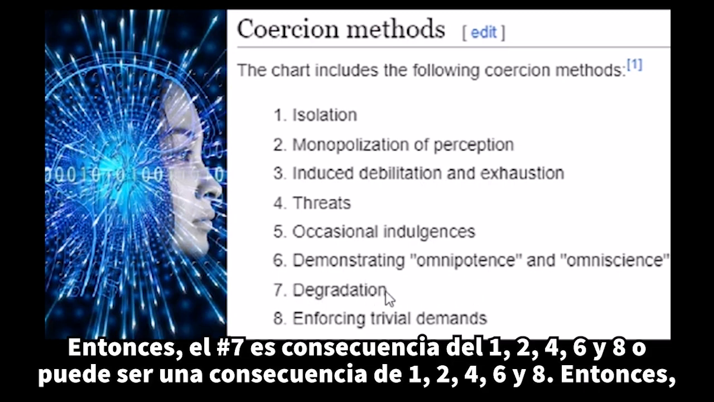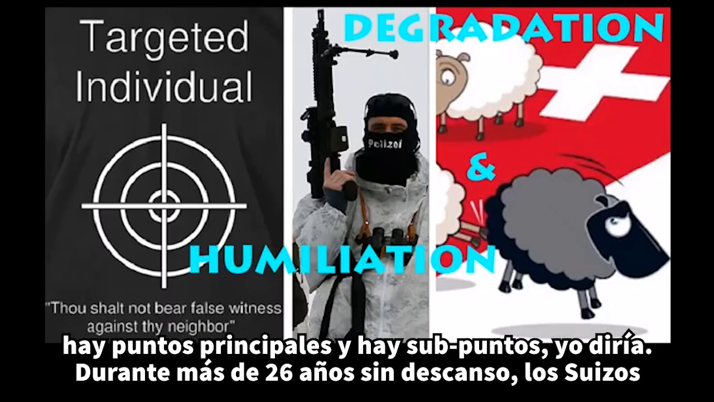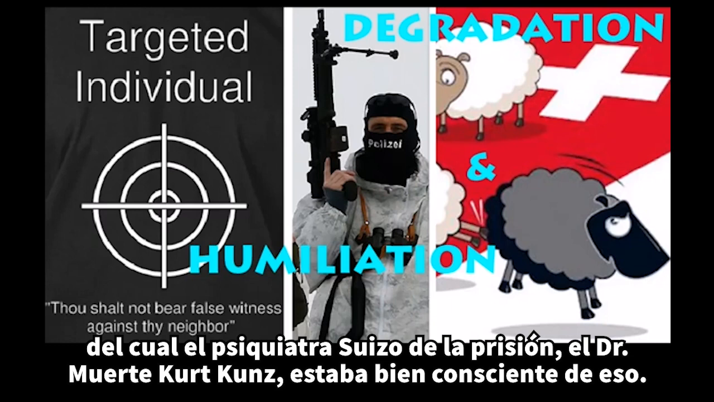So the number 7 is a consequence of 1, 2, 4, 6, and 8. So there are major points and then there are sub-points, I would say. Over 26 years without a break, the Swissies deliberately destroyed my human dignity, being number 7 of Biderman's chart of coercion, of which the Swiss prison psychiatrist Dr. Death Kurt Kunz was well aware of.